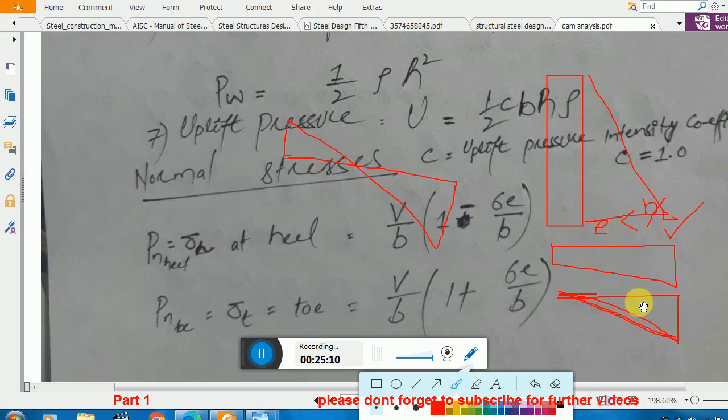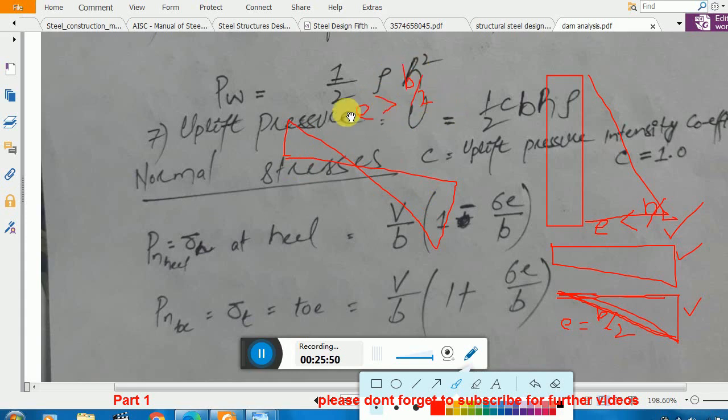Okay? This kind of distribution of stress, where there is stress at one end and zero stress at the other, is possible when your eccentricity equals B over 6. Okay? And this is compression. There is also compression, but here the stress is zero and still we have compression. But here we have problems. There your eccentricity is more than B over 6. Okay? Please check these limits.